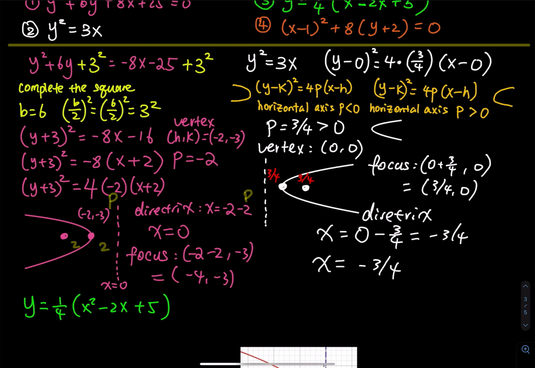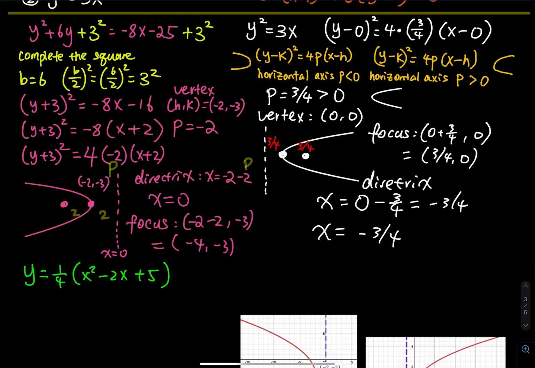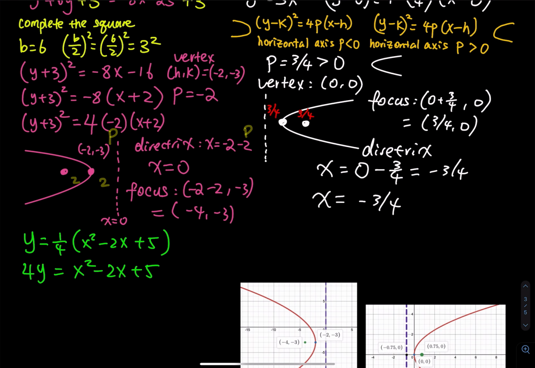So the way we do this is we want to grab the x squared out by multiplying 4 on both sides. So 4y equals x squared minus 2x plus 5. Whenever you see the x squared, you have to do your best to isolate that. So we have 4y minus 5 equals x squared minus 2x. Just like the first problem, we have to do a completing the square here.